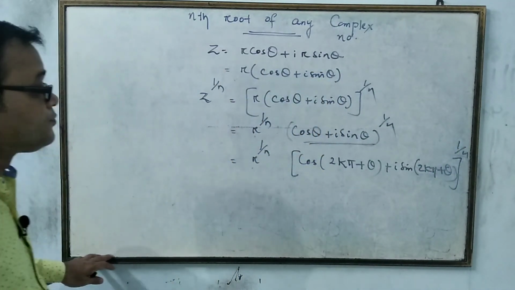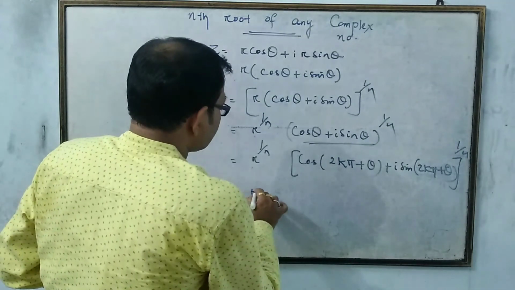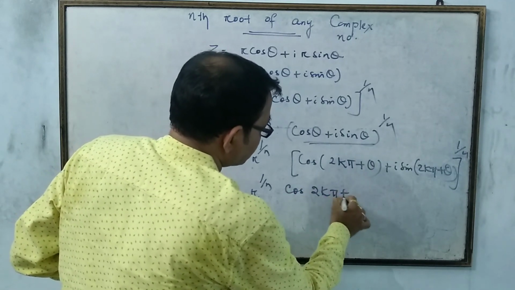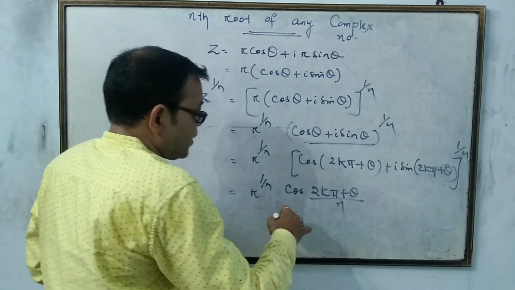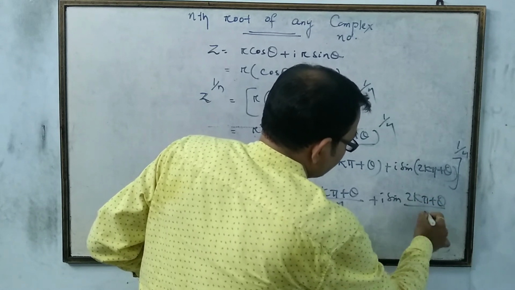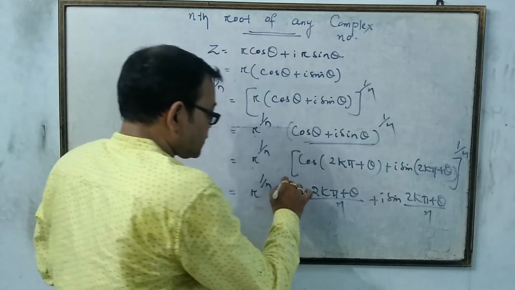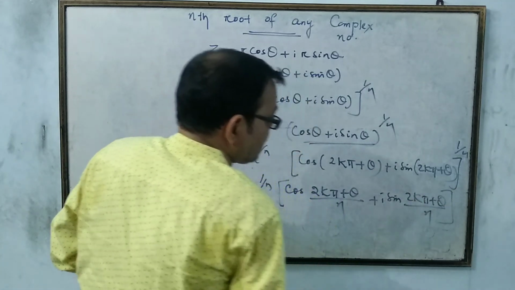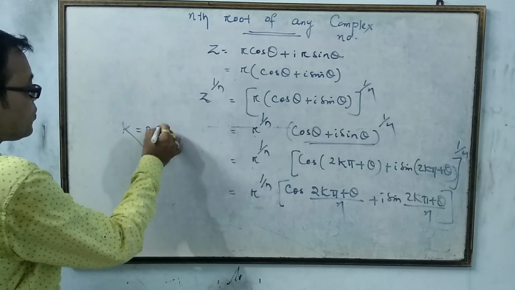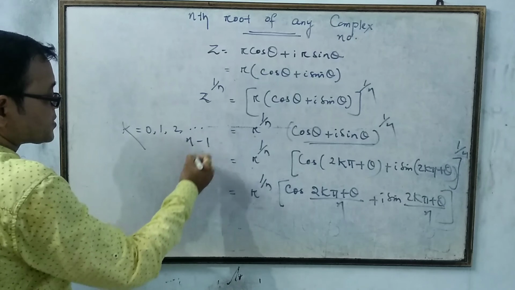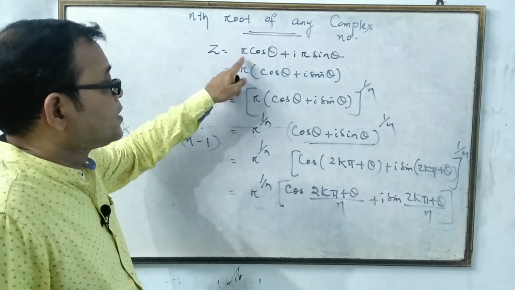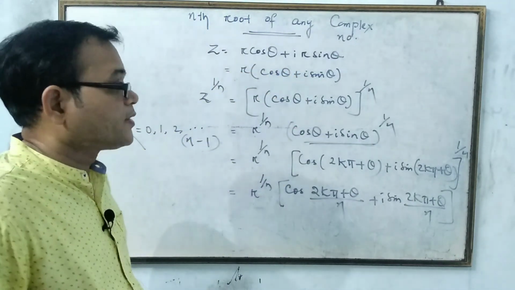So what is the value? Your answer would be r to the power of 1 by n into cos of (2k pi plus theta) divided by n plus i into sin of (2k pi plus theta) divided by n. We got it. What is the value of k then? k will be taken as 0, 1, 2, up to n minus 1. This is the nth root of the complex number r cos theta plus i r sin theta.